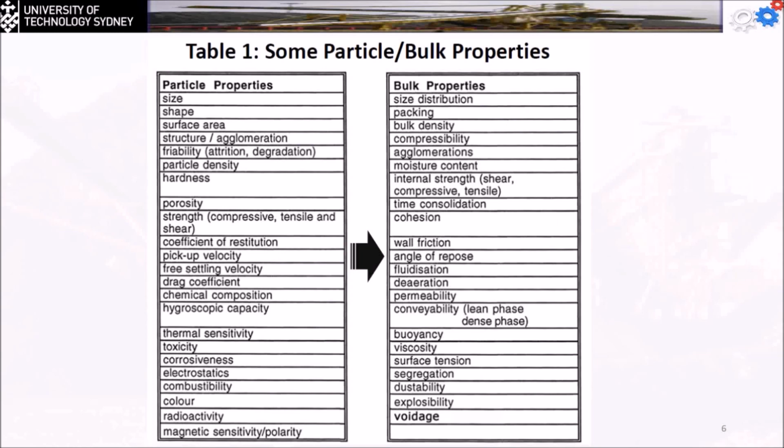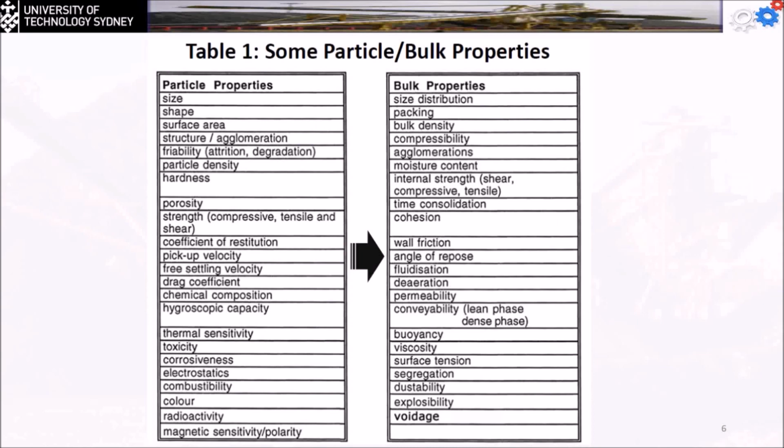So for the particle properties, we care about the size, the shape, the surface area, the structure, the friability, the particle density, the hardness, the porosity, the strength, coefficient of restitution, the pickup velocity, the free settling velocity, the drag coefficient, the chemical composition, the hygroscopic capacity, the thermal sensitivity, toxicity, corrosiveness, the electrostatics, the combustibility, the color, radioactivity, and the magnetic sensitivity, polarity.